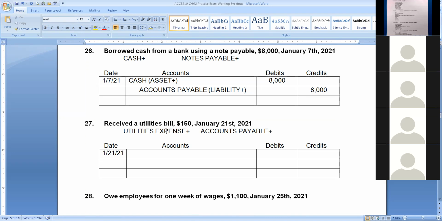Expenses are always debits, unless there's an error. Okay, and accounts payable is going up. If you look under liabilities, accounts payable is going to increase with credit.